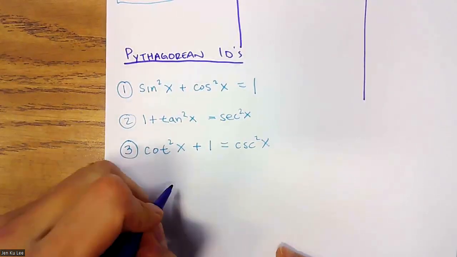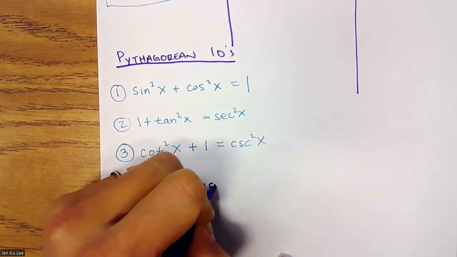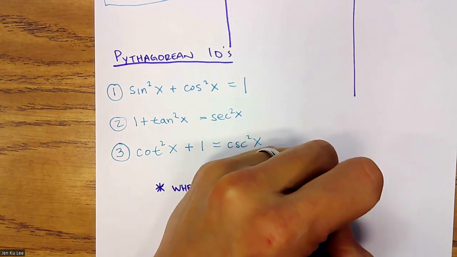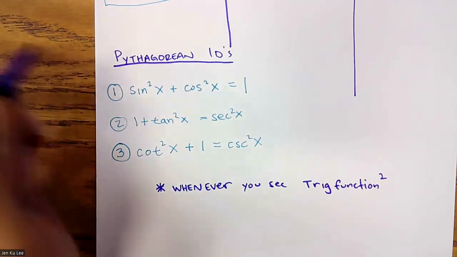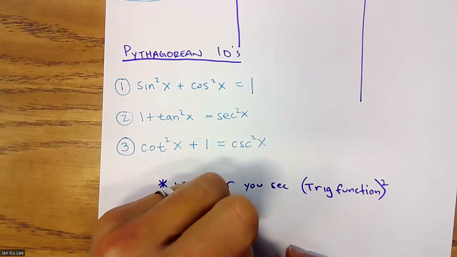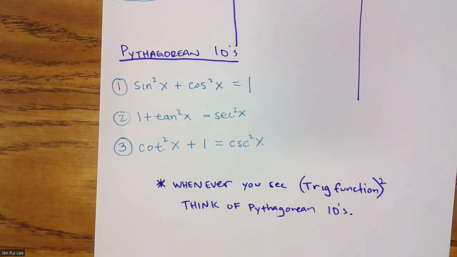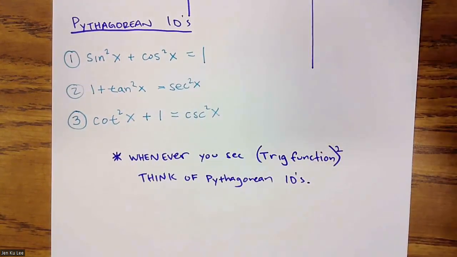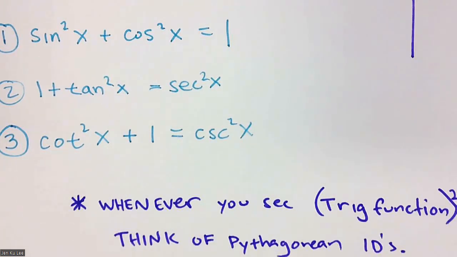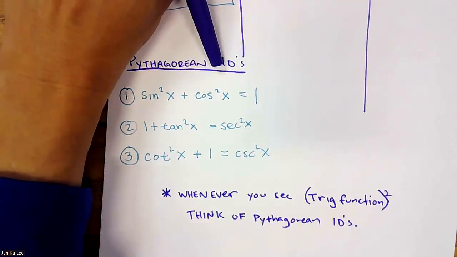I'm going to preview this as well. One tip when we're simplifying is whenever you see any trig function squared, think of Pythagorean identities. Okay, that's my tip number one. Whenever you see a trig function squared, we're going to simplify it using my trig identity. Here are my trig identities. So that is the trig Pythagorean identities right there.